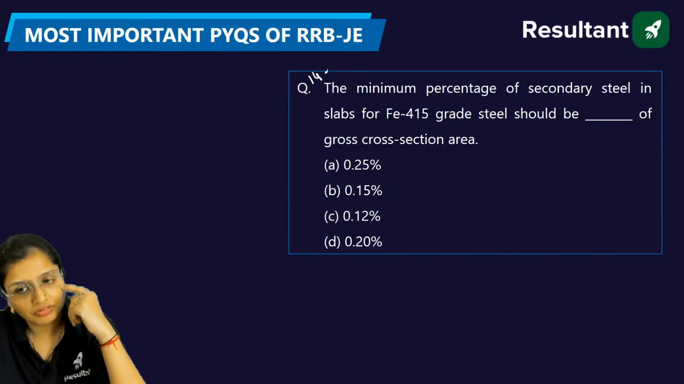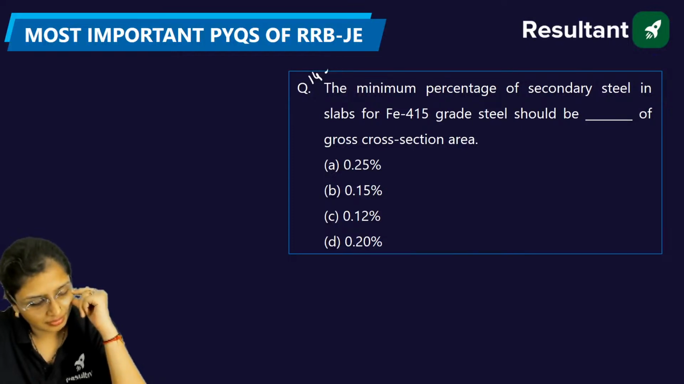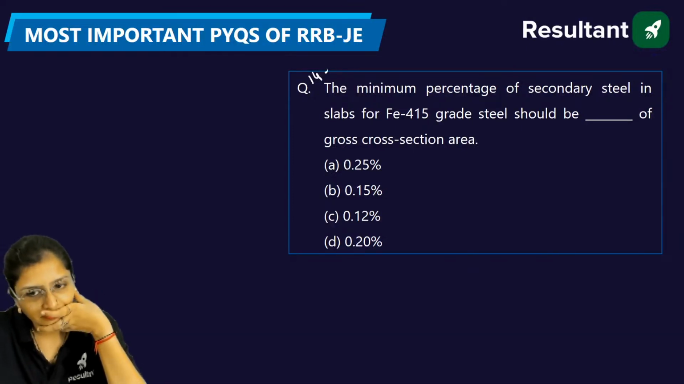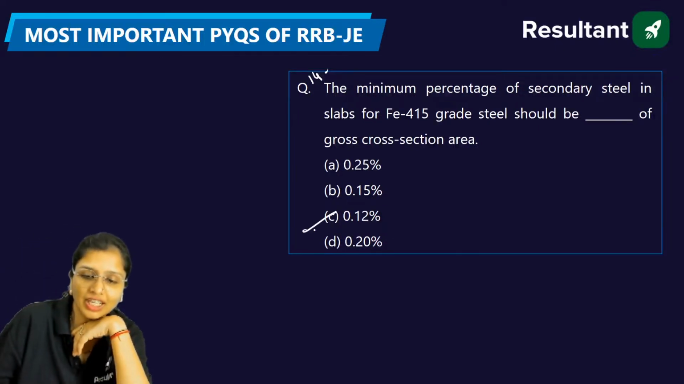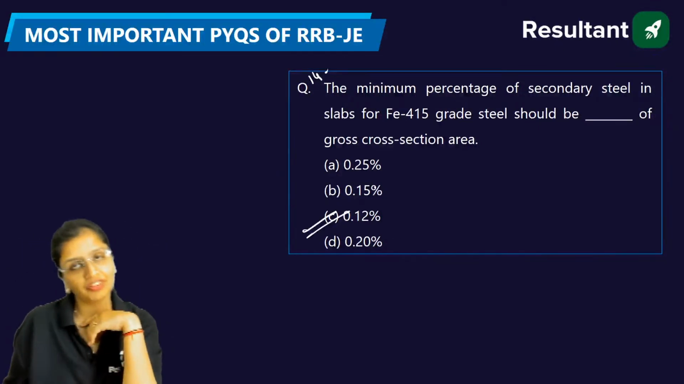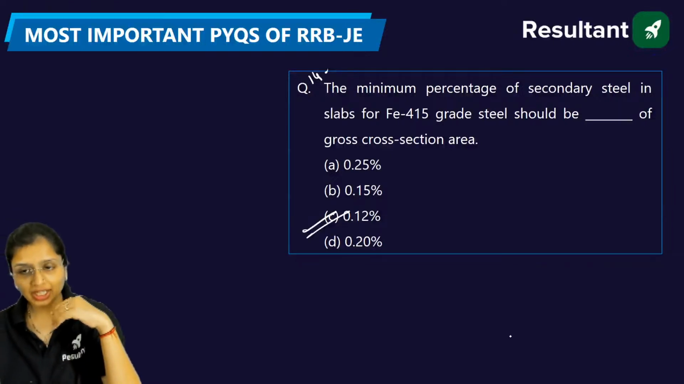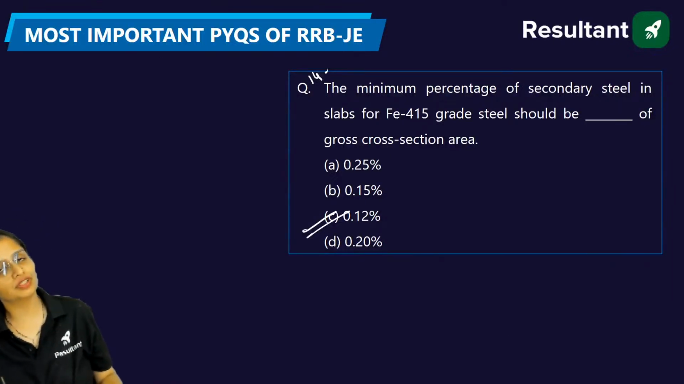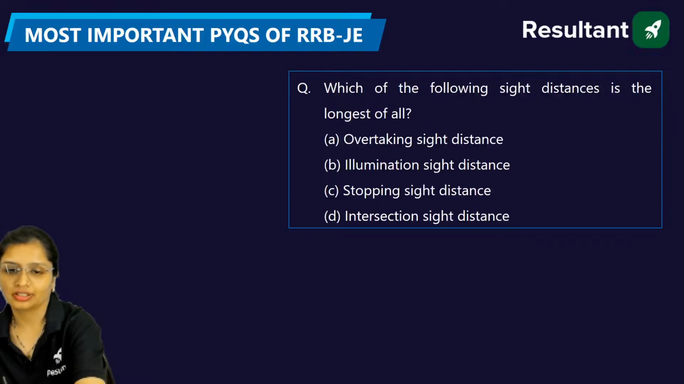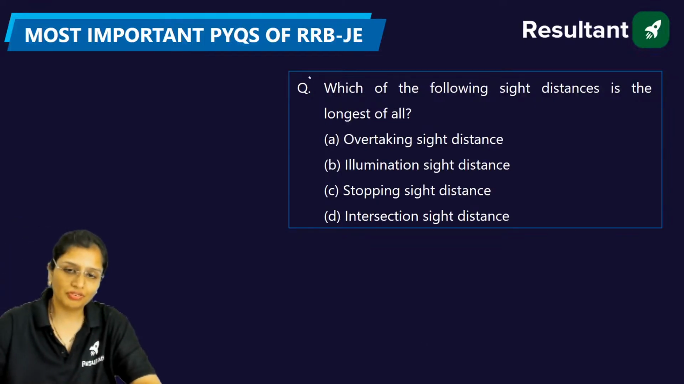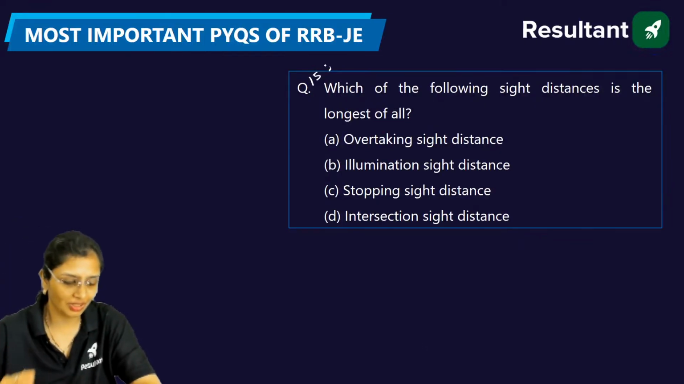Minimum percentage of Fe415 grade steel. Correct. If mild steel would have been there, we would have gone for 0.15% of the gross section area. Right now it is for Fe415, so it is 0.12%.